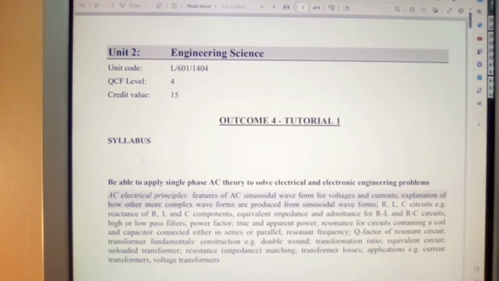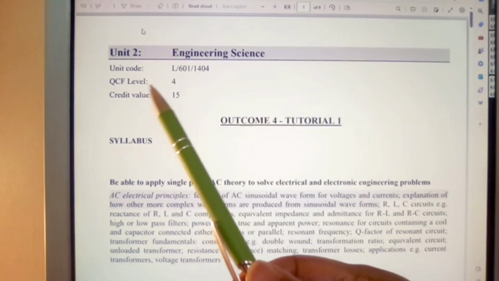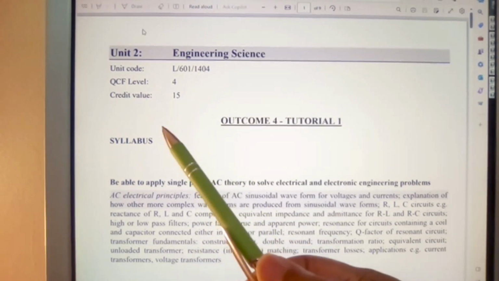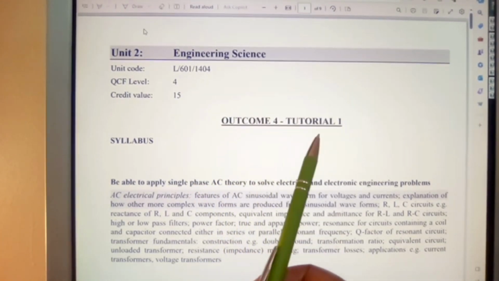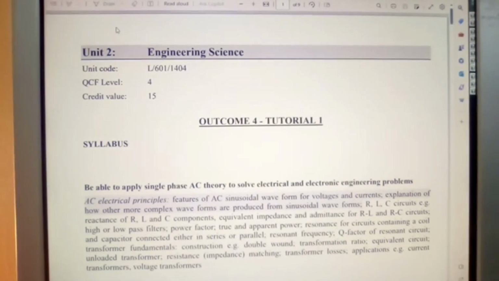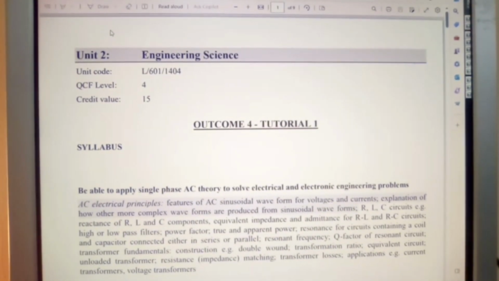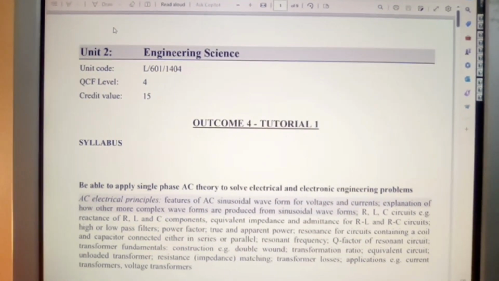Well, what we want to look at today is engineering science. And again, level 4, and this is outcome 4, tutorial 1. Now, you guys can't see what I'm looking at, but you need to look at the engineering science video, okay? And it will be clearly marked. You cannot miss it, okay?